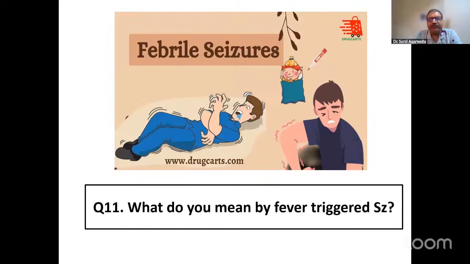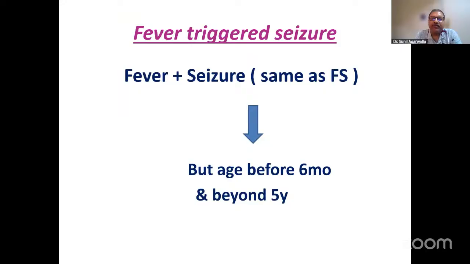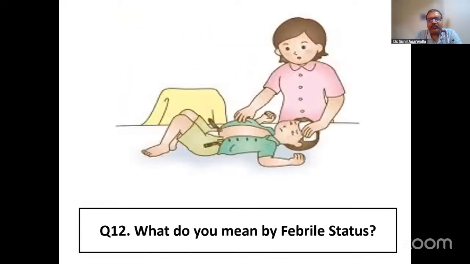What do we mean by fever triggered seizure? It is a seizure with fever which does not fit the criteria of febrile seizure. Dear delegates, I have already told you, 6 months to 5 years is the age group. Anything before 6 months and after 5 years is known as fever triggered seizure. So that terminology we are going to use.